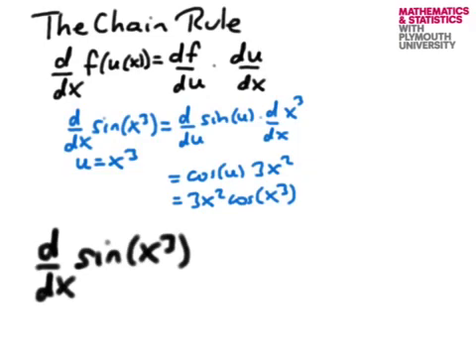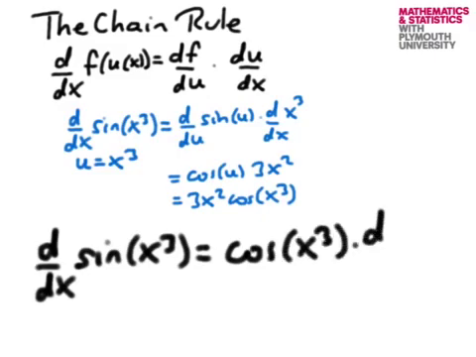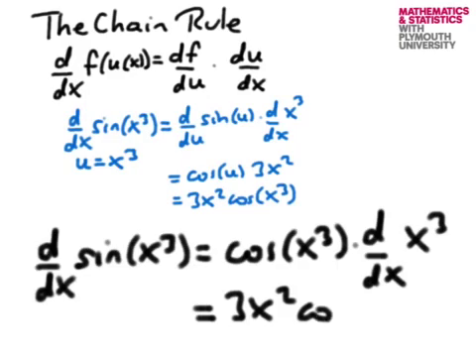I just want to say that what the chain rule tells me to do is to differentiate the function on the outside. So in this case I'm going to get the cosine of x cubed multiplied by the derivative of whatever we have on the inside, which in this case is x cubed. So this means, because this derivative here is 3x squared, that I can just write the 3x squared in front and have the cosine of x cubed afterwards.